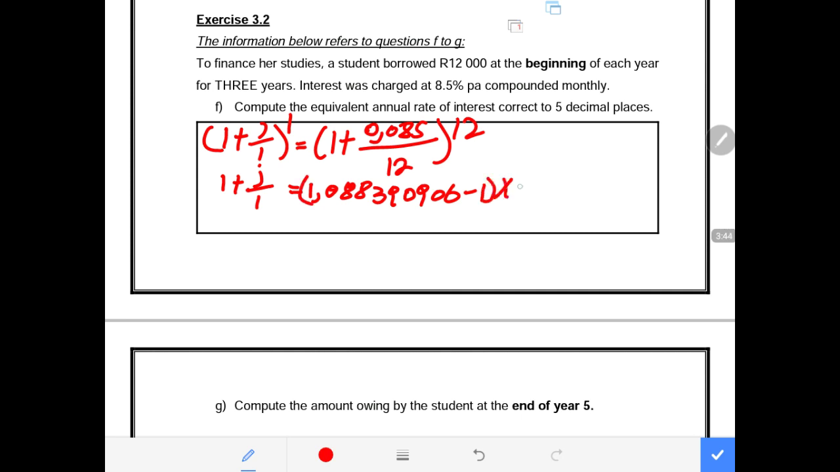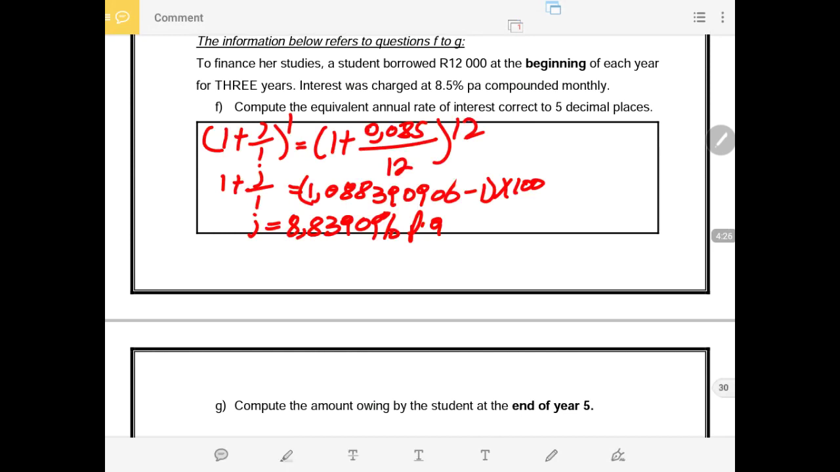Then we take the 1 over the equal sign, it becomes minus, then we say minus 1, then after we minus 1 we have to multiply by 100 so that we get to the interest. Then our j, we say minus 1 times 100. Our annual rate of interest is 8.83909%. They said we must take it to 5 decimal places. So this annual equivalent is equivalent to 8.5% per annum when it's compounded on a monthly basis. So this is per annum.